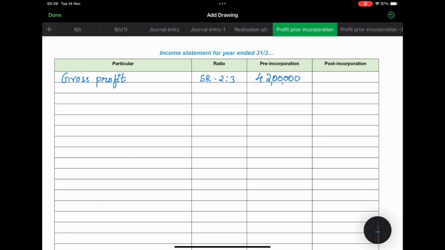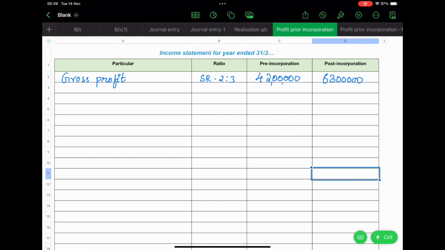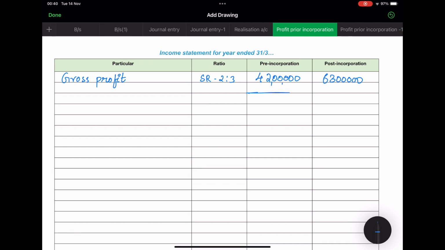Next, 1 crore 5 lakh into 3 by 5 will be 63 lakh. So this is our total income: 42 lakh and 63 lakh. Total A.